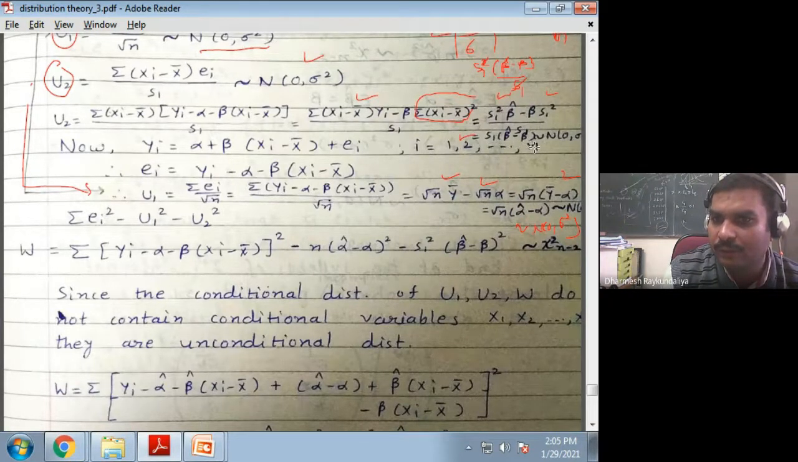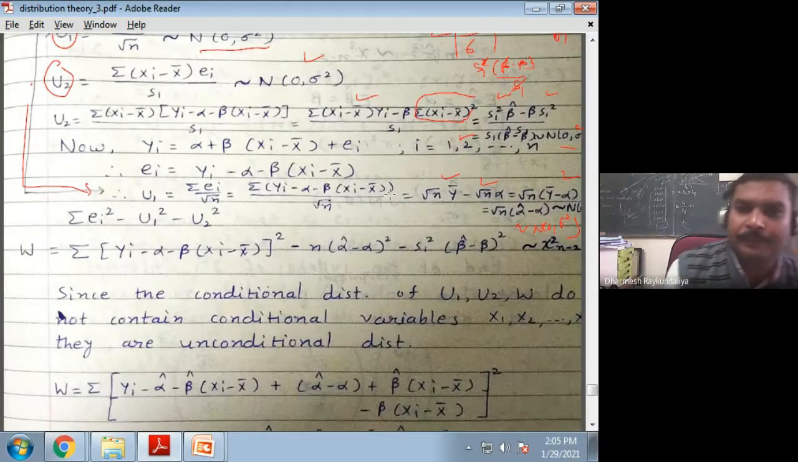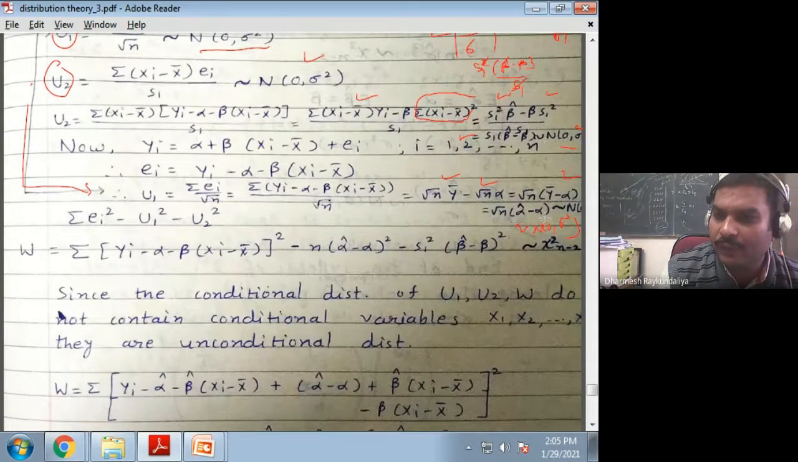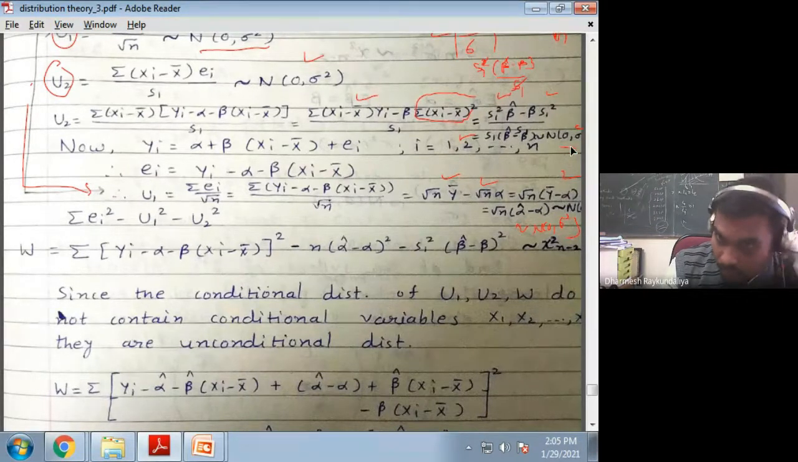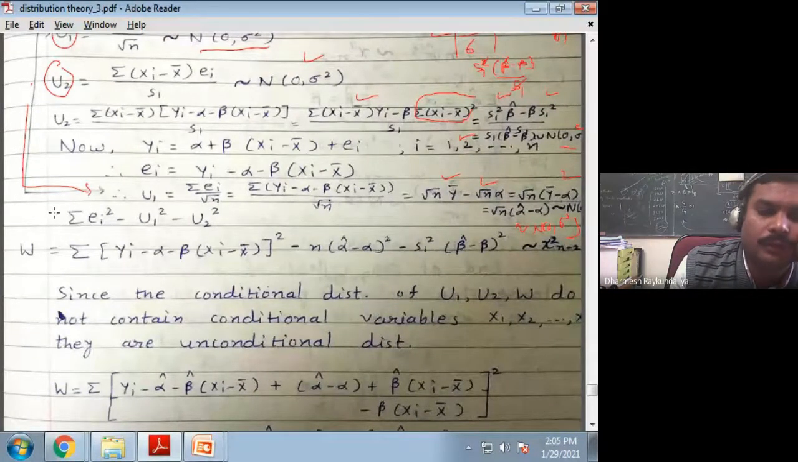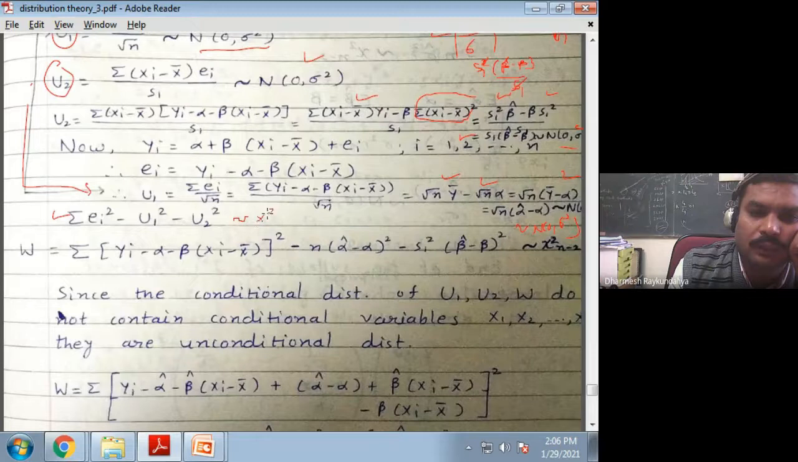So this is what is written. S1 beta cap minus beta follows normal with mean 0 and sigma square. So U1 is root n alpha cap minus alpha, normal 0 sigma square. U2 is S1 beta cap minus beta, follows normal 0 sigma square. Now we are interested to find the distribution of summation ei square minus u1 square minus u2 square. So we know that this is nothing but a chi square n minus 2, because it has n observations here, 1 and 1, so it is a chi square n minus 2.